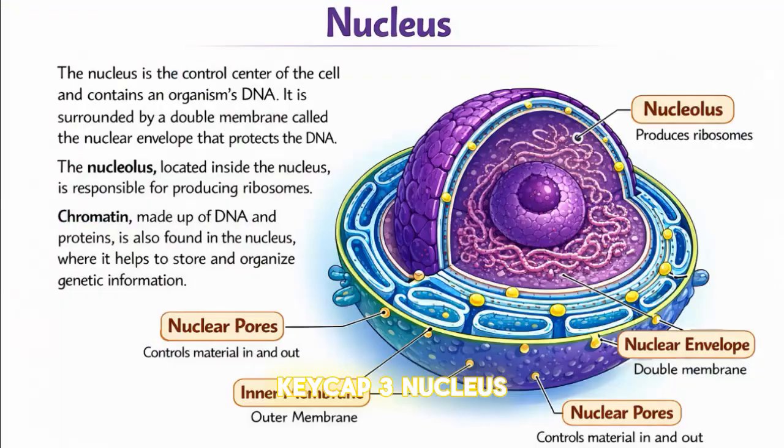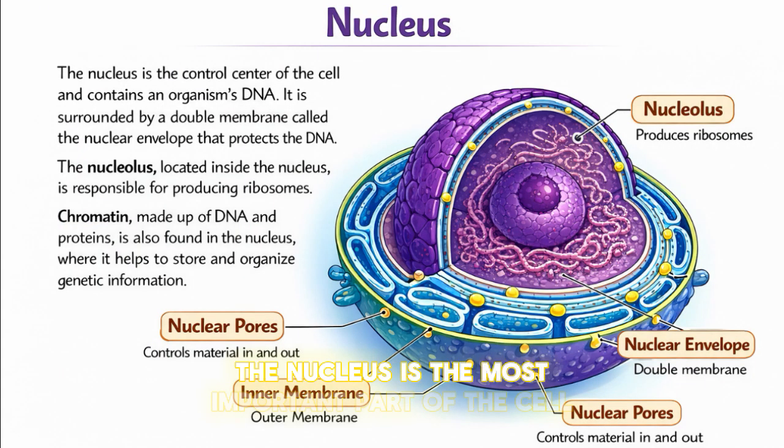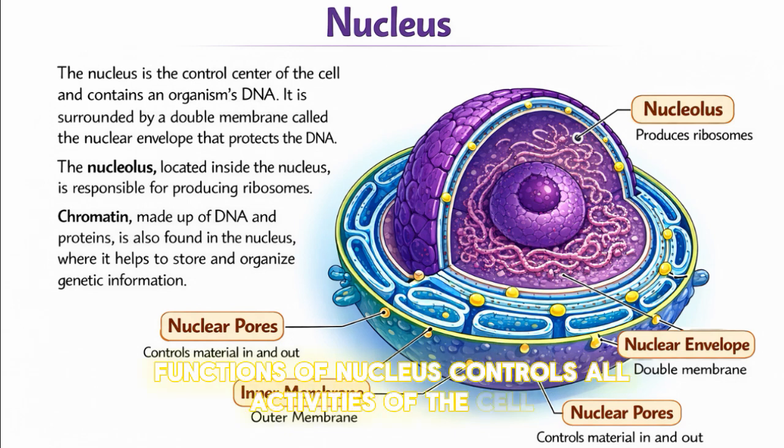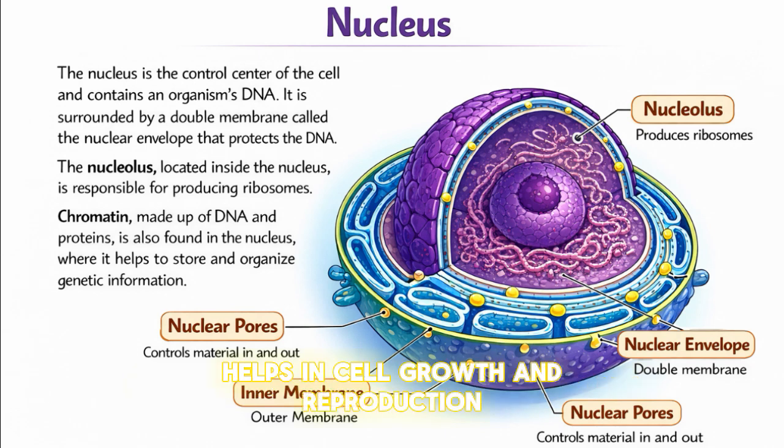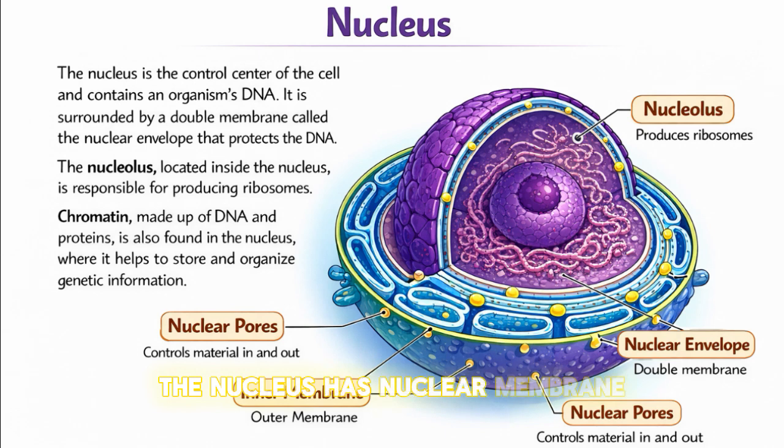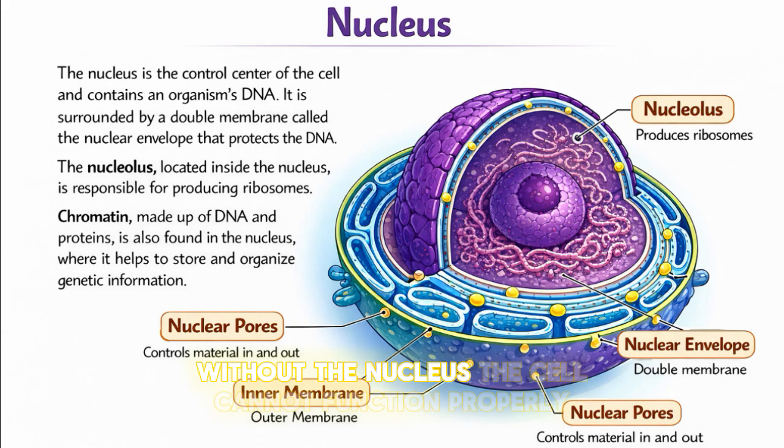Nucleus. The nucleus is the most important part of the cell. It is called the control center of the cell. Functions of nucleus: controls all activities of the cell, contains genetic material called DNA, helps in cell growth and reproduction. The nucleus has nuclear membrane, nucleoplasm, nucleolus. Without the nucleus, the cell cannot function properly.